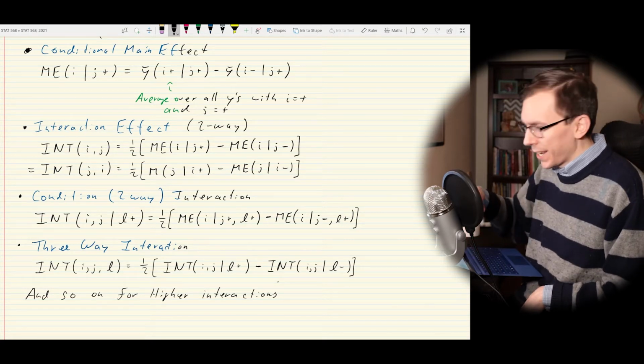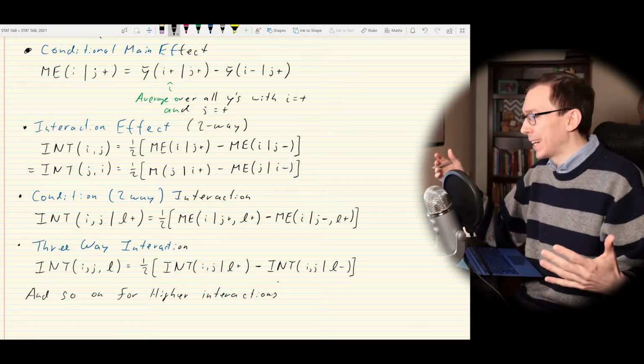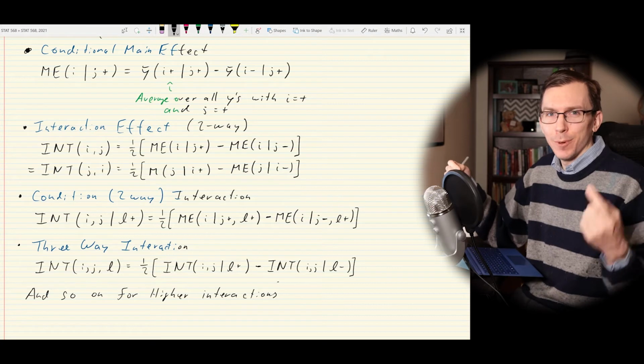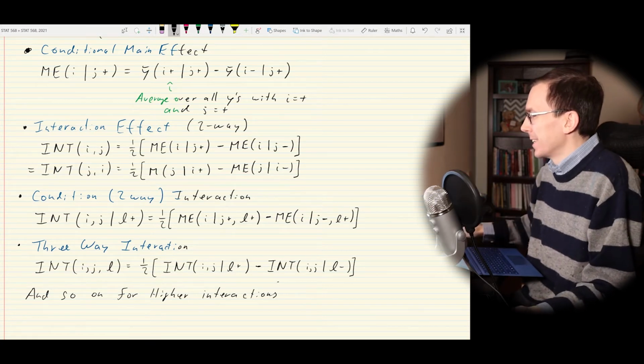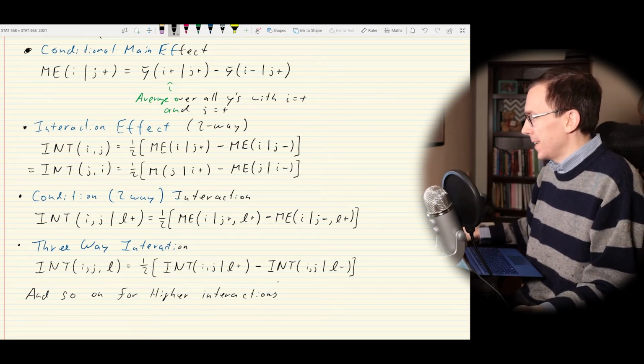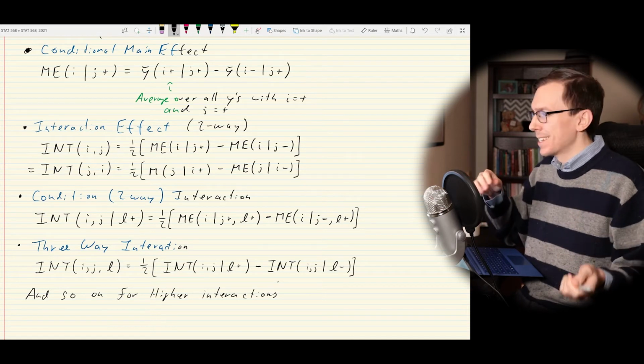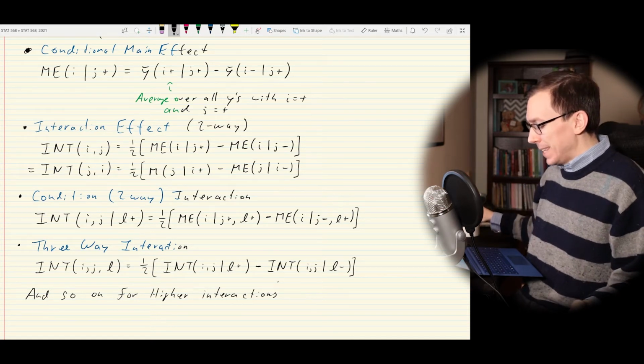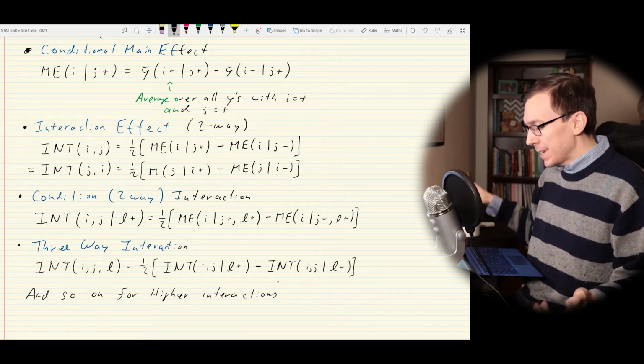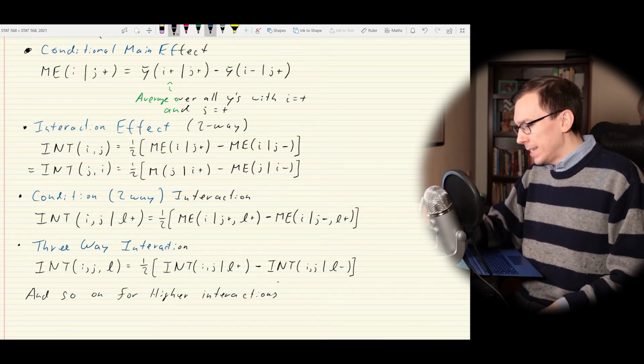We can go to 4-way, 5-way, and so on, up to, I guess, k-way. There would be exactly one k-way interaction where all of the factors are interacting at once. But this is roughly what we're doing every time we compute one of these interactions.